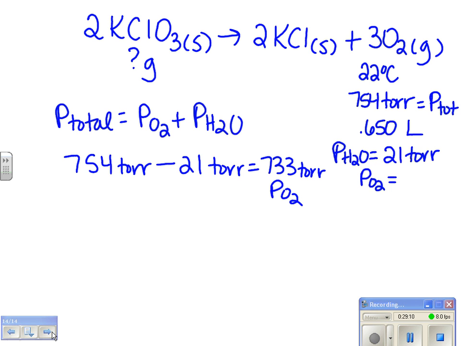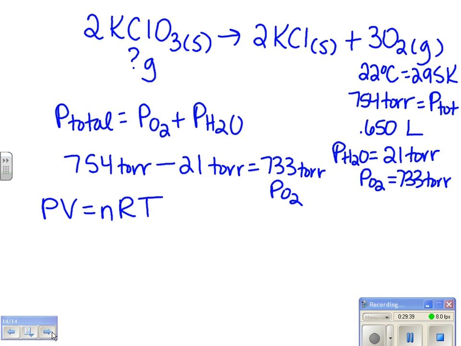All right, here we go. That looks pretty good. So now I know the pressure of oxygen. I know the volume of oxygen. I know the temperature of oxygen, but if it's a gas, it has to be in Kelvin. So I know P, I know V, and I know T. We're using the ideal gas law.